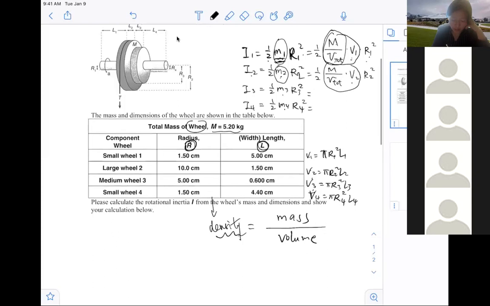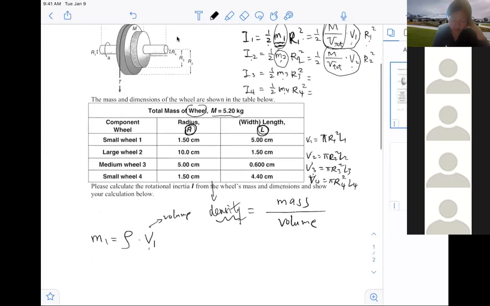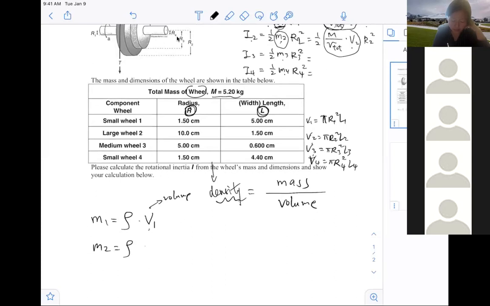So you can see that mass 1 is the density times volume 1. This V means volume, not velocity. They're all of the same density. Mass 2 is the same density times volume 2, because they're all made of the same material. So I have the mass for all of them in terms of the density. I don't know the individual masses, but I know the total mass, so the density is capital M over capital V, the total volume.